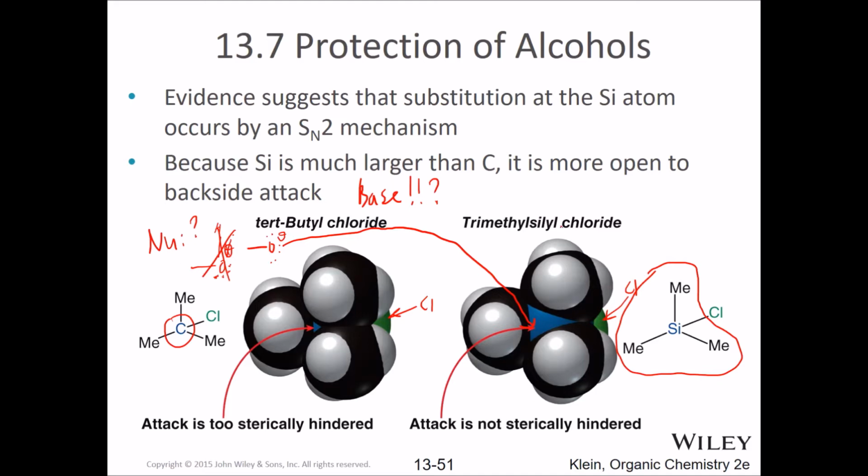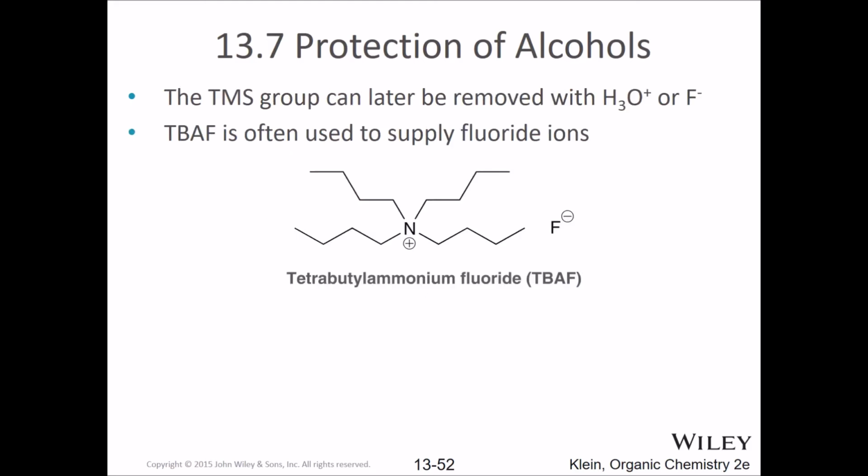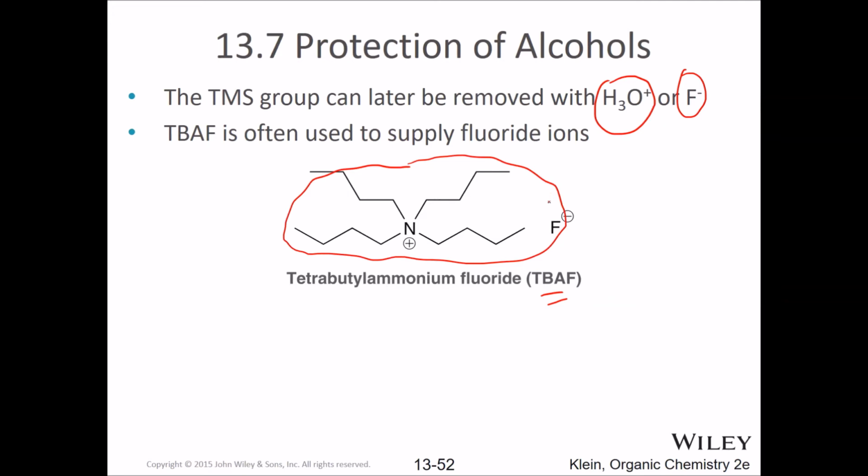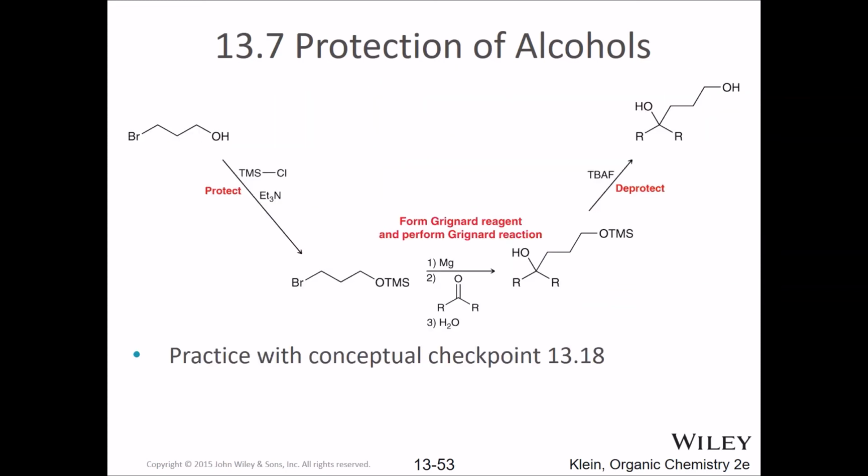All right, so this is how TMS, or TMSCl, works. The question then is, how can we get it off? Well, we can get it off with either acid or fluoride, and TBAF is one method. It's really ugly, and you don't even need to know that. You need to know that this is a way to deliver fluoride ions. That's it. Acid or TBAF is a way that you can remove the protecting group.